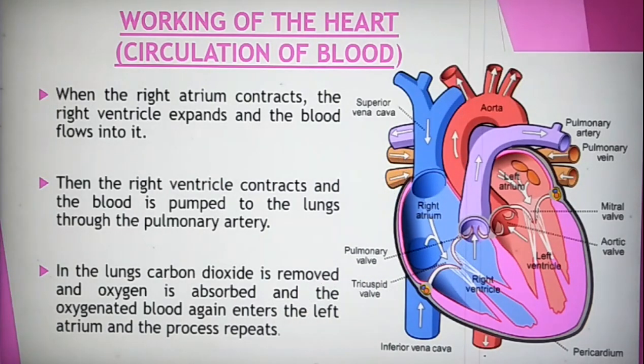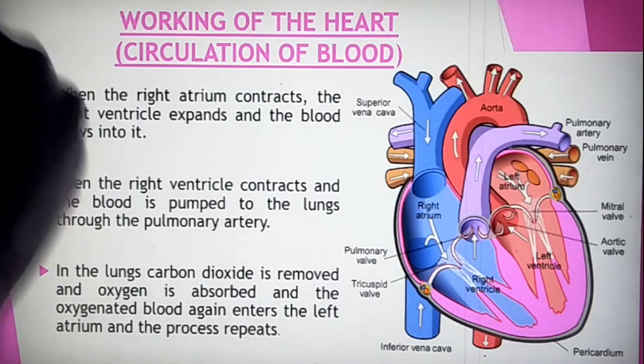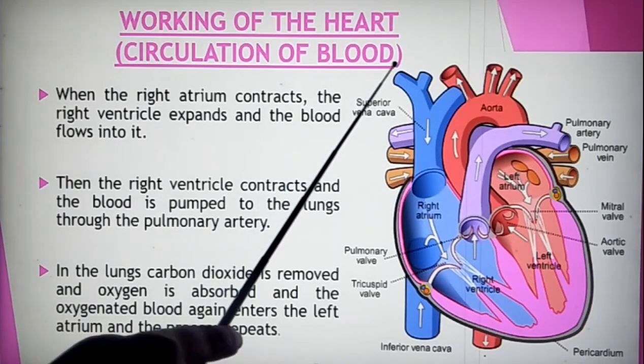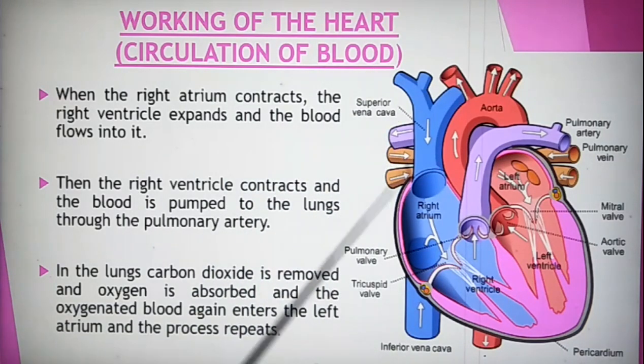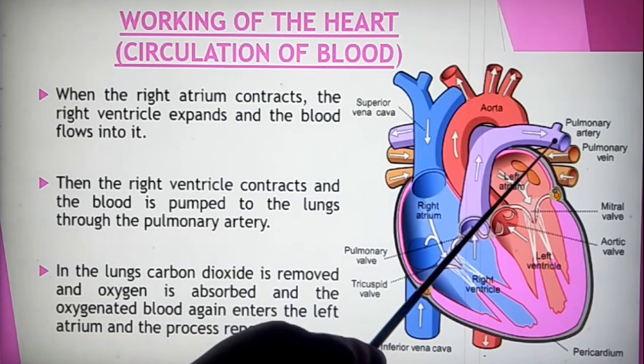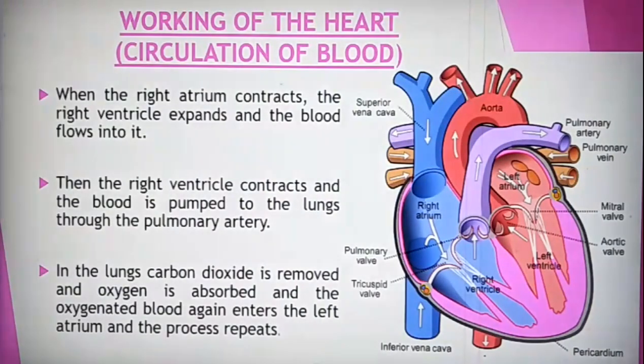When it reaches the cells, after respiration, deoxygenated blood is collected back by the capillaries and it enters into the veins, and veins end in what? Vena cava. Two vena cavas are there, superior vena cava and inferior vena cava. Through these two vena cavas, the blood enters the right atrium. When it becomes full, the tricuspid valve opens, blood enters the right ventricle and passes through the pulmonary artery towards the lungs. Again, this whole process repeats. In the lungs, carbon dioxide is removed and oxygen is absorbed, and the oxygenated blood again enters the left atrium and the process repeats.